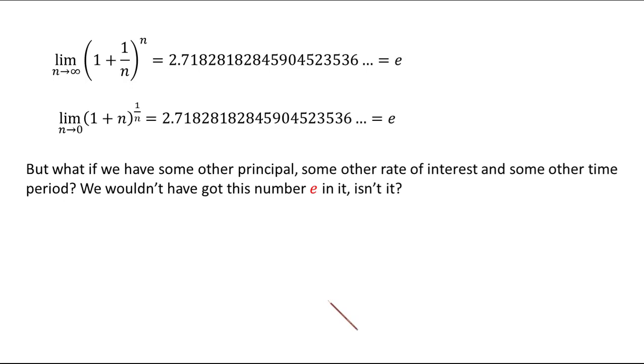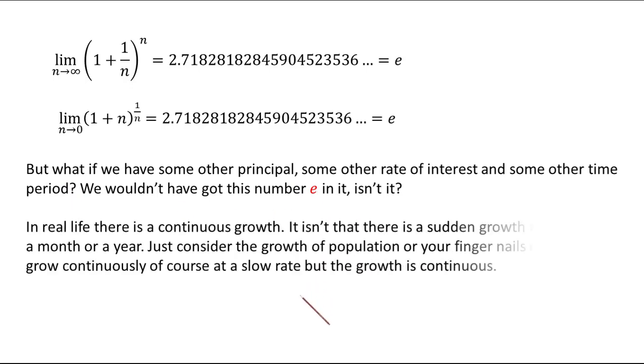But what if we had some other principal? Let's say we don't have $1, it could be $1,000 or $2,000, and some other rate of interest. We just generously took it to be 100%. Remember, since we took it to be 100%, since we had the principal 1 and the number of years also 1, then we got E. But the question is, what if we had taken some other principal, some other rate of interest, some other time period? Then we wouldn't have got E, isn't it?